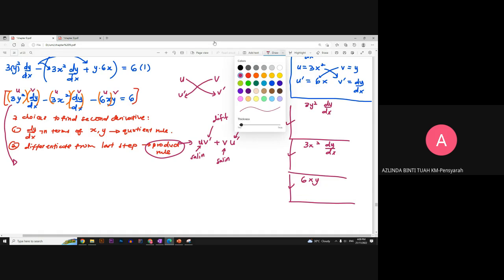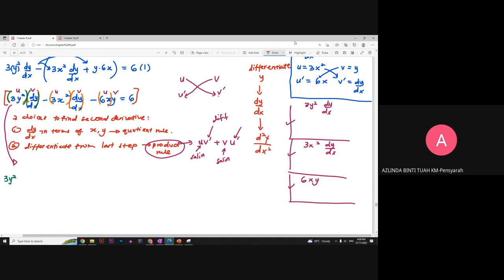So cara dia, saya akan salin dulu yang U, 3y squared. Okay, lepas tu kita akan differentiate yang V. So differentiate V ni, saya kena tak nota sikit. Letak flow. Y kalau differentiate dia akan jadi dy dx. Dy dx kalau differentiate lagi, akan dapat second derivative. Begini. d2y over dx squared. Okay, tak nota. Guna pen merah.